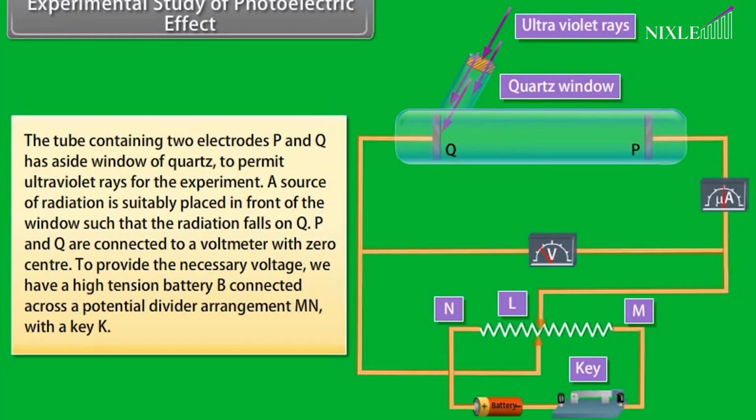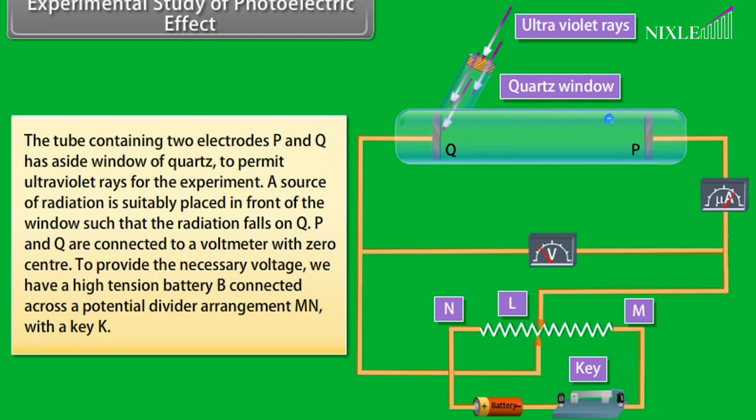To provide the necessary voltage, we have a high-tension battery B connected to a potential divider arrangement MN with a key K. Effect of intensity of light on photocurrent. The photoelectrons emitted per second is directly proportional to the intensity of incident radiation.